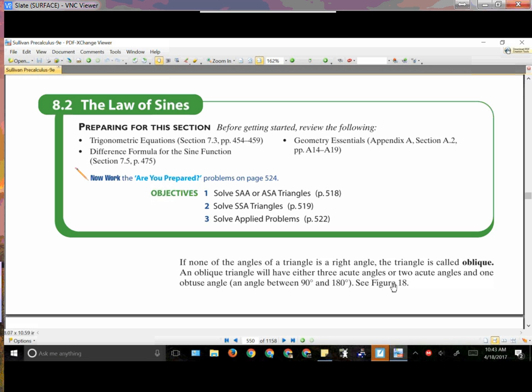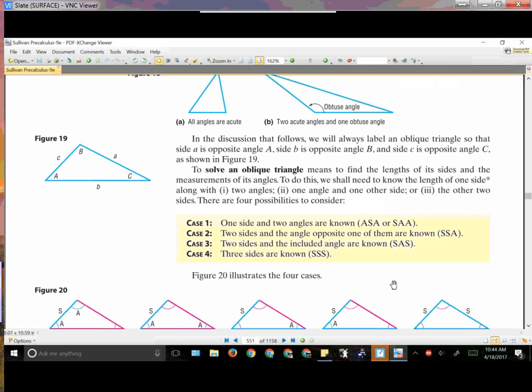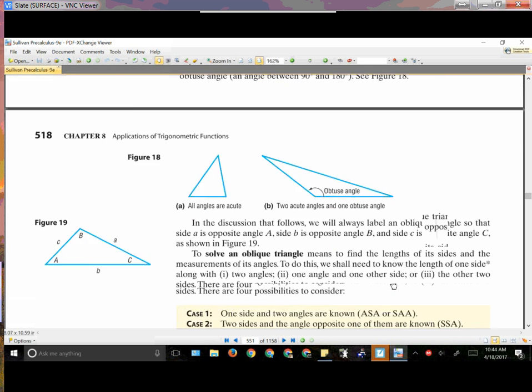Alrighty, here we go. Law of sines. Now, the law of sines is kind of a nice, easy law to deal with. Okay. Now, first thing that we're going to do is take a look at some of these cases of triangles on here.